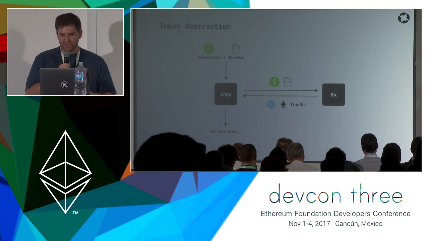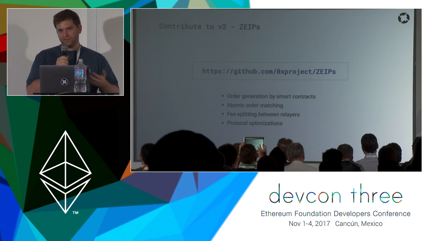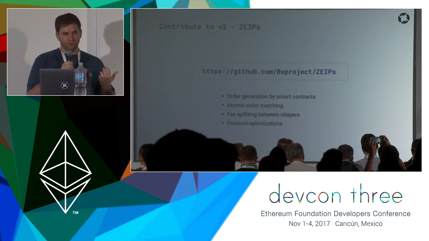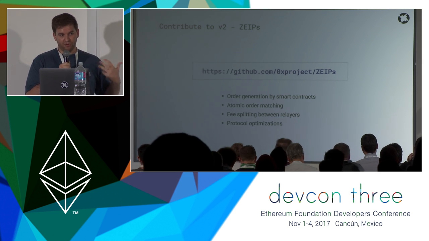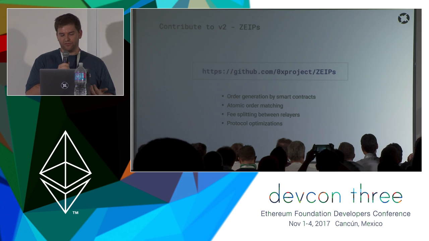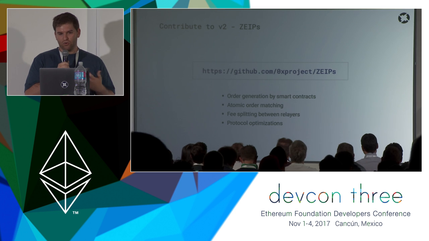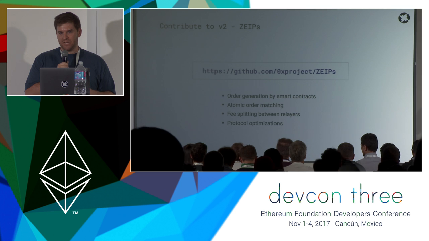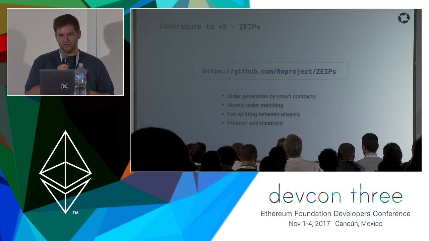So lastly, we're working on version 2 of 0x protocol today, and we would love to get some community involvement and feedback. Some of the things that we're really excited about including in our 0x improvement proposals are things like support for non-fungible tokens, atomic order matching, order generation by smart contracts, and a variety of other things as well. So we welcome you to come and contribute to the protocol and shape its future.